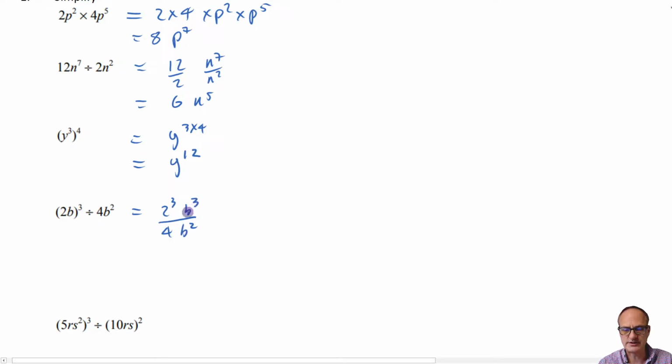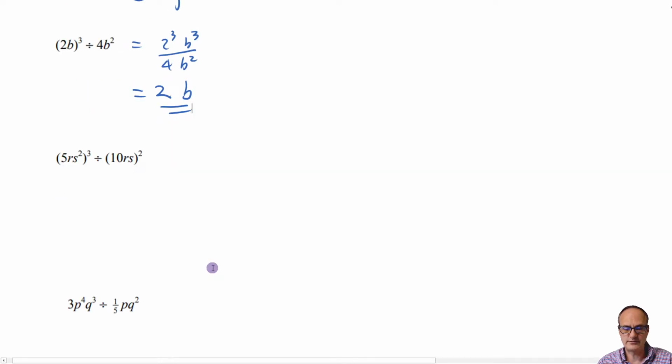Now we know these are going to cancel, b cubed divided by b squared will give us just b. Or you might think of it as subtracting the indices, and you do 3 minus 2 is 1, b to the 1 is also b. 2 cubed is 8, divided by 4 is 2. So we're going to get 2. Remember the b's cancel to just leave us b.